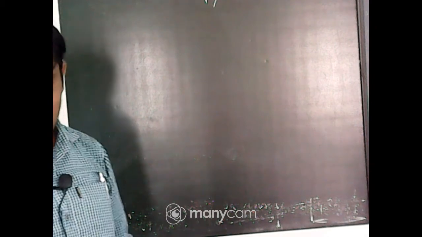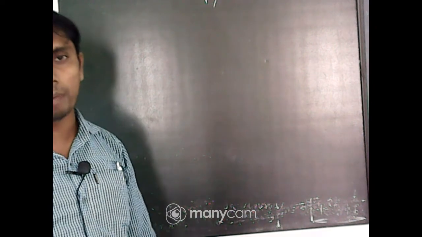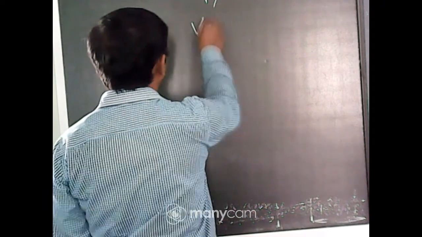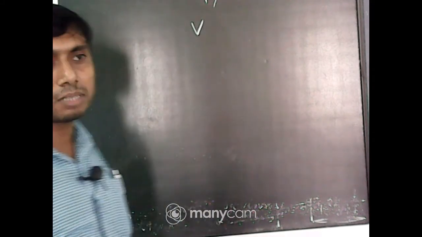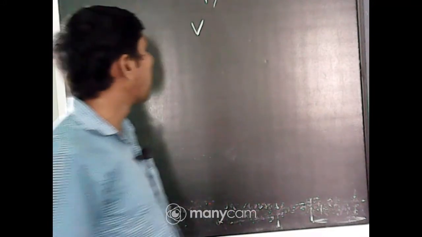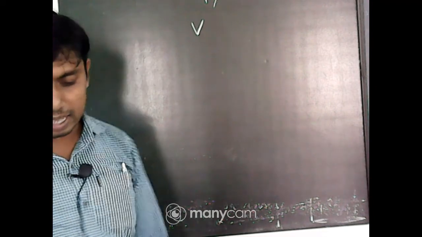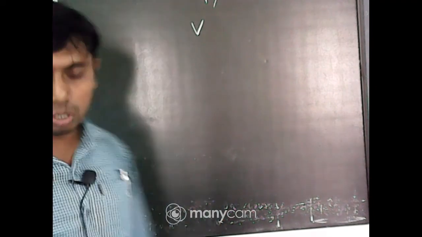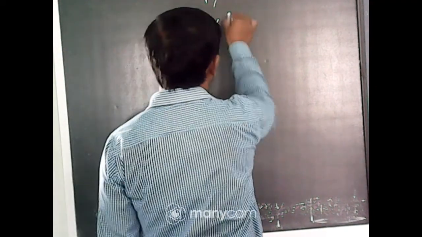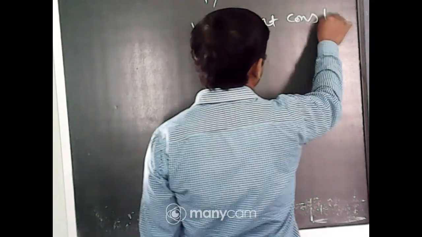Now what is the form of Boyle's rule? The volume of a given mass of gas. Why the mass? Because with increasing mass at the same temperature and the same pressure, the volume will change. So for that reason we have taken the mass, that is N. So the volume of the gas is inversely proportional to its pressure. So V varies as 1 by P at constant temperature.